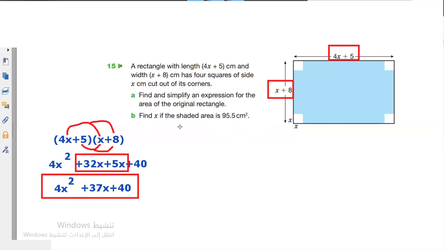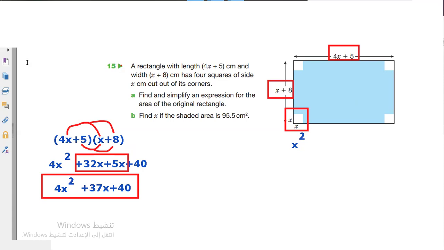So first, let's find the formula of the shaded area. So we notice that the area of this part is x power of 2, because it's x times x, and we have 4 of it. So the x power 2, x power 2, x power 2, x power 2. So when we add them together, all of them, they will be 4x power of 2.